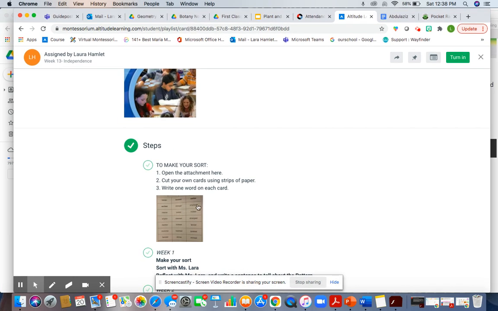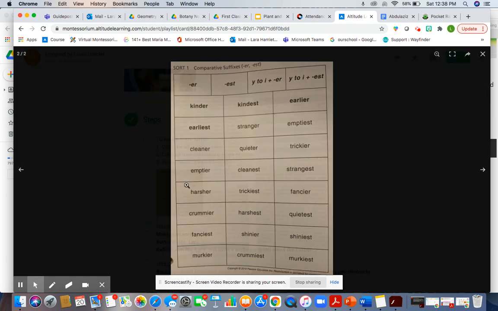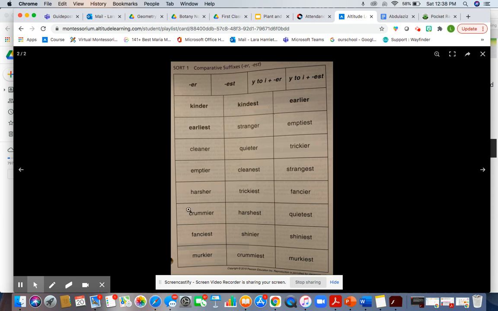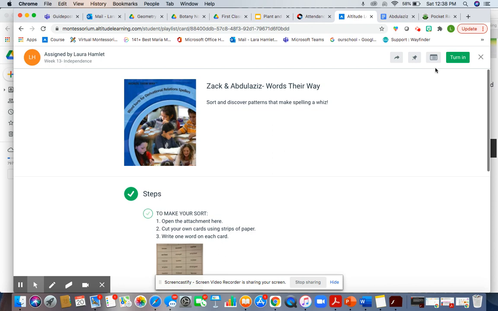So how do we make our own sorts? The direction is here. Open the attachment, cut your own cards using strips of paper, and write one word on each. You have all of these words that you will place on strips of paper. You can see the size of the strip of paper here. Make one as well for the headings. Being prepared with this sort ahead of time will allow us to have a great lesson Monday with Zach together. So be sure to have your sort prepared and ready.